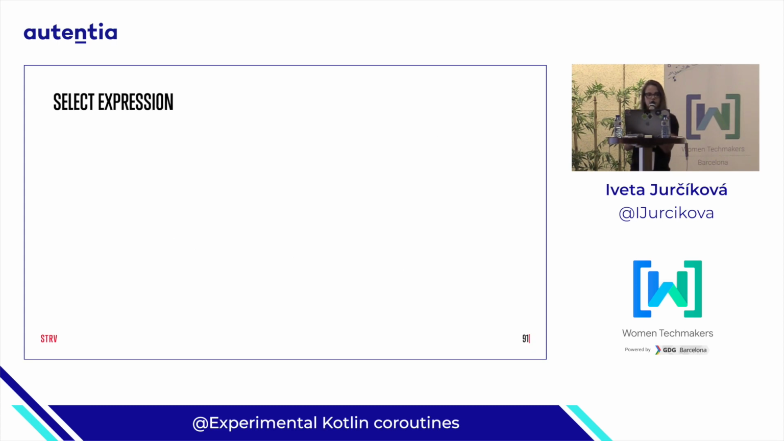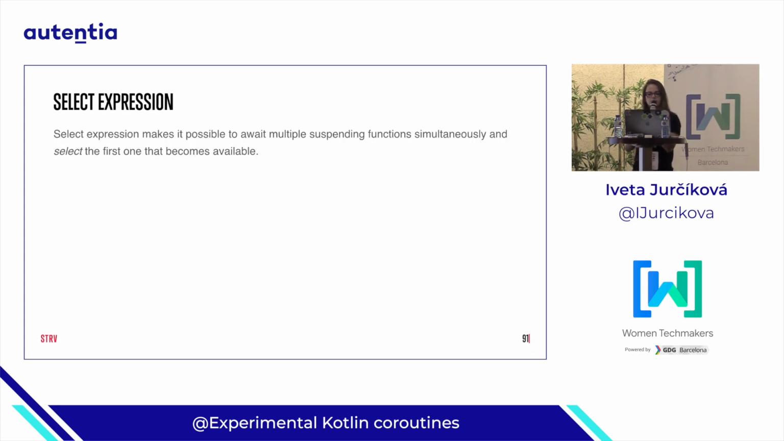Our last experimental declaration, select expression, makes it possible to await multiple suspending functions simultaneously and select the first one that becomes available. It works like a when statement, but for channels and different values. From a bunch of channels and different values, it selects the first one that is ready. By ready, I mean either channels ready to receive from, so by using a select expression, you can actually receive from more channels at the same time. Or actors ready to send, or the first deferred value object that becomes available with a result.